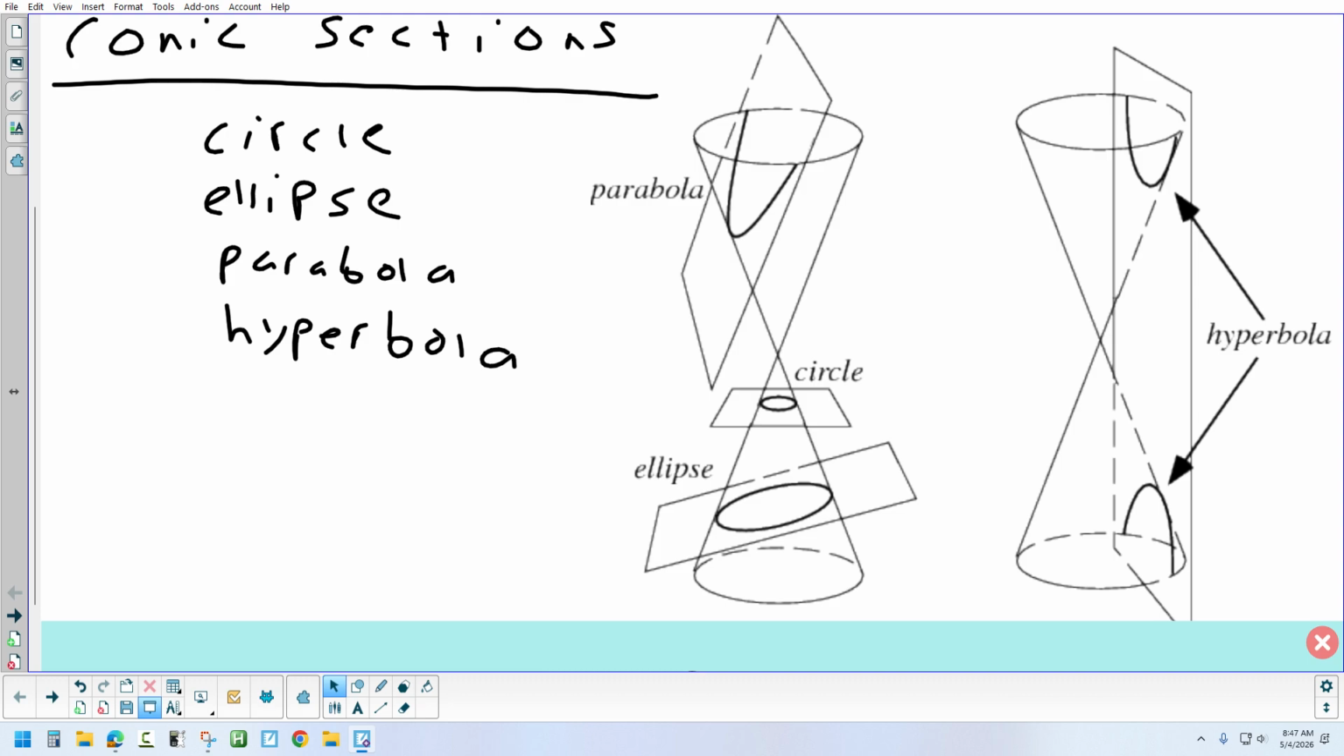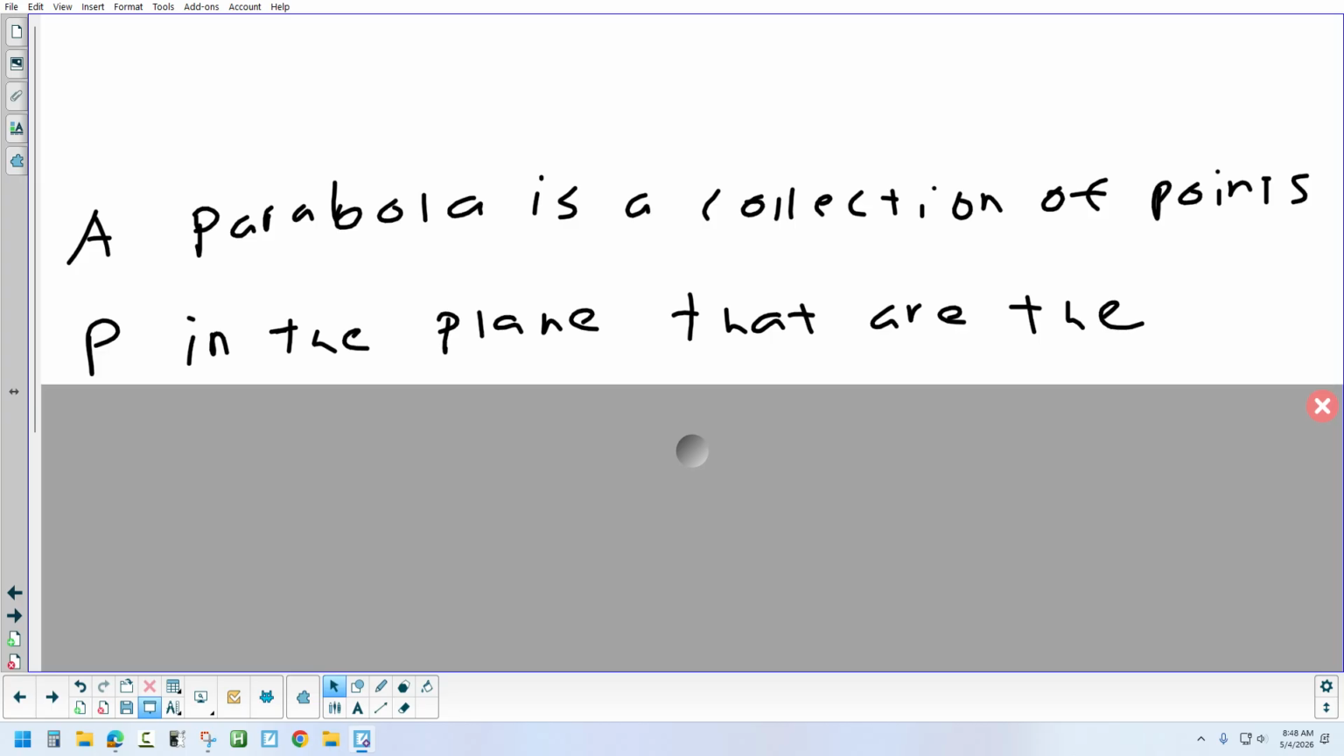Each one of these shapes has different characteristics that define it. Parabolas are a little bit different than all the other ones. So we'll do parabolas first, but then circles, ellipses, and hyperbolas are all very similar, in the kinds of things that you describe. And the equations are also very similar. All right, so let's start with a parabola.